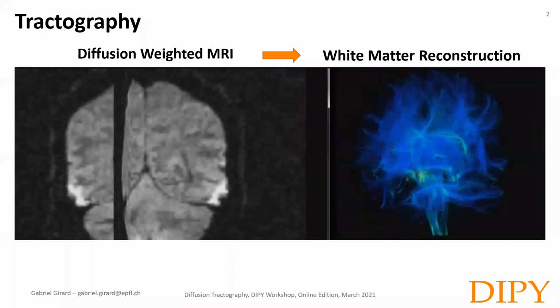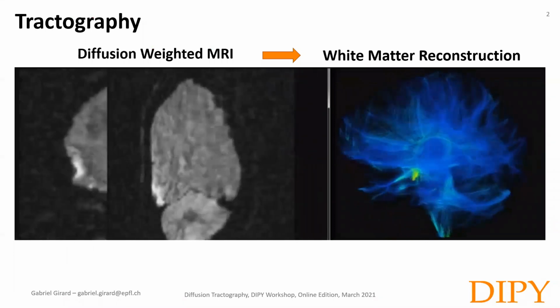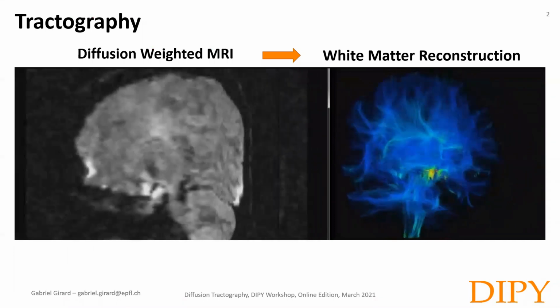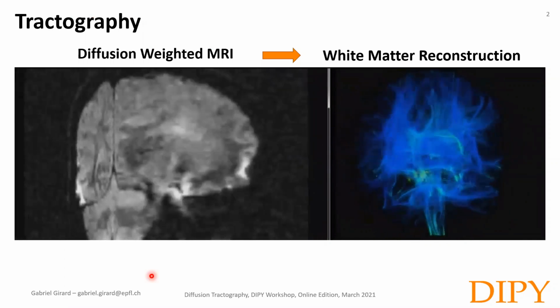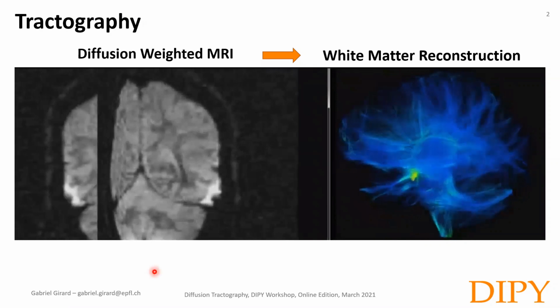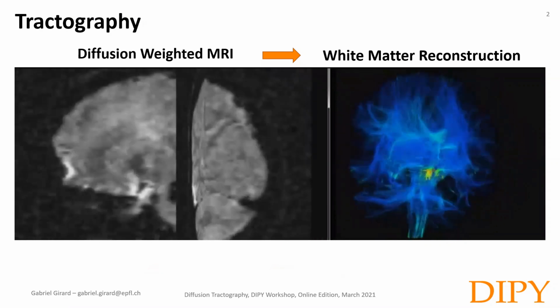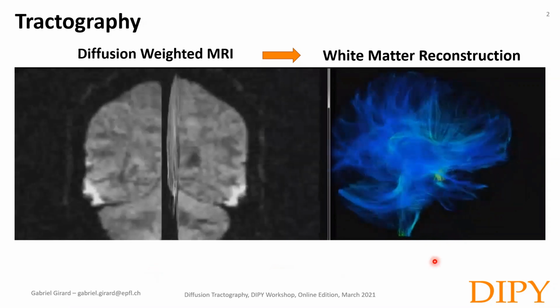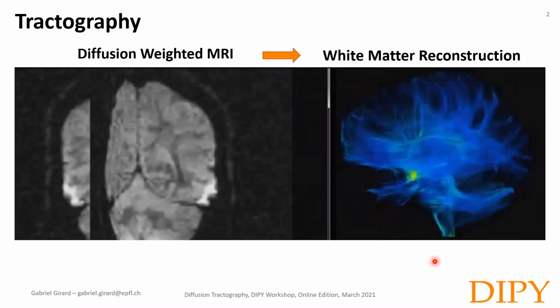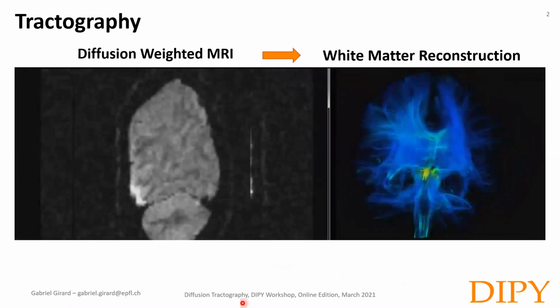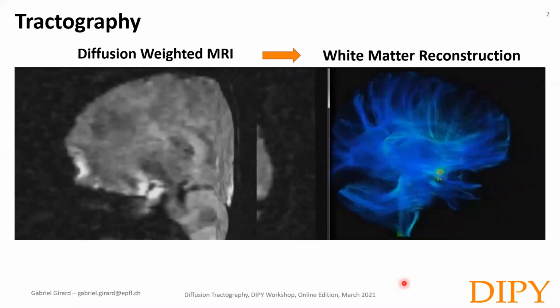Tractography is the algorithmic procedure that takes information from diffusion MRI images and uses it to reconstruct a 3D model of the brain white matter connectivity. On this figure, we have the diffusion signal measured by the MRI, and on this figure, we have thousands of 3D curves, or streamlines, approximating the brain's white matter connectivity. The topic of this talk is how to get from the diffusion signal to the white matter reconstruction.